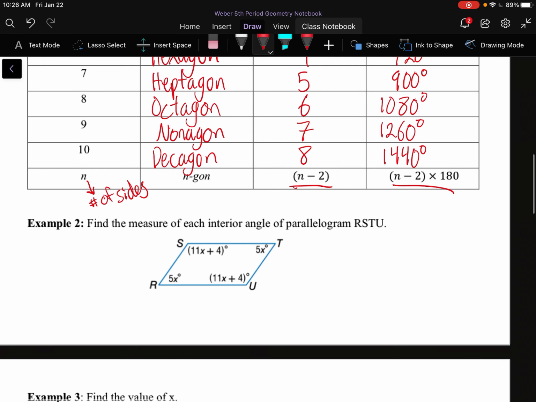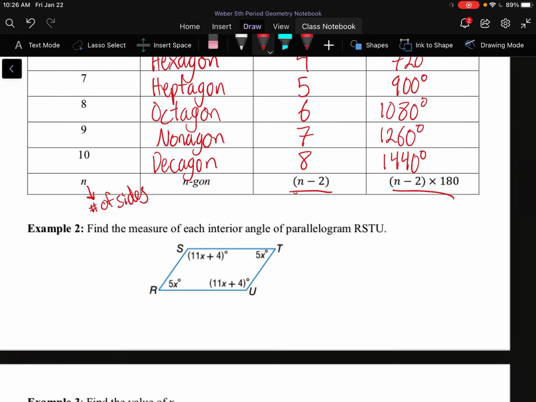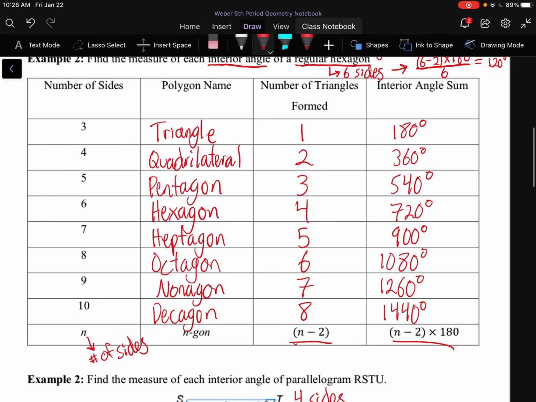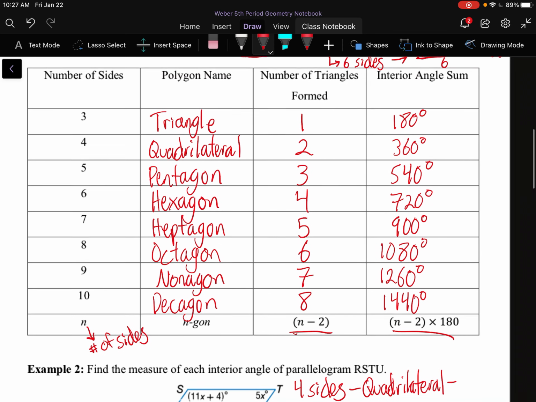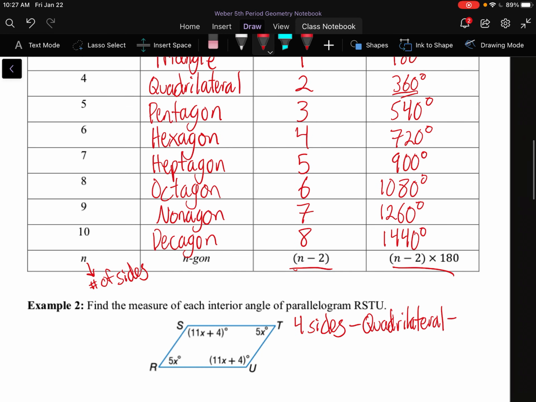Example 2, find the measure of each interior angle of parallelogram RSTU. First of all, we know that this parallelogram has 4 sides. We can see that visually. If we have 4 sides and we go back and look, 4 sides, we have a quadrilateral. And if we look back at our table here, for a quadrilateral, the interior angle sum is 360 degrees. So we know the interior angles have to add to 360 degrees.